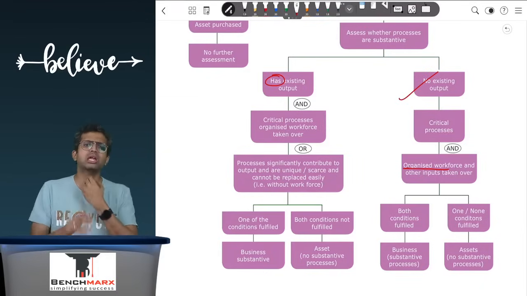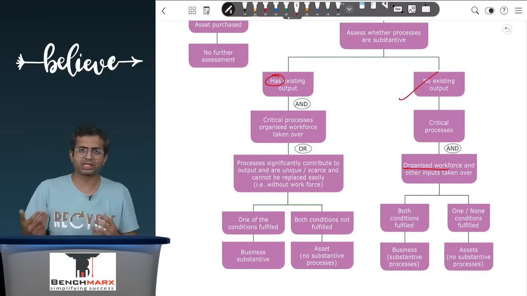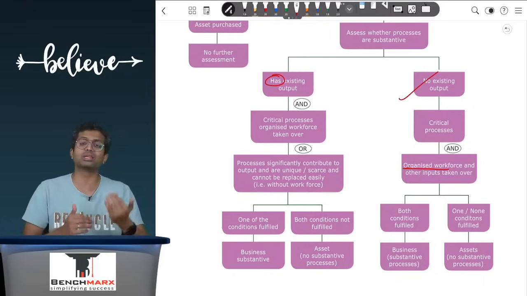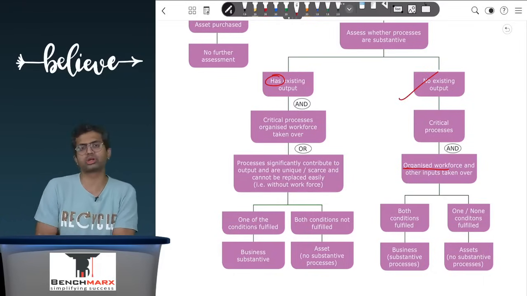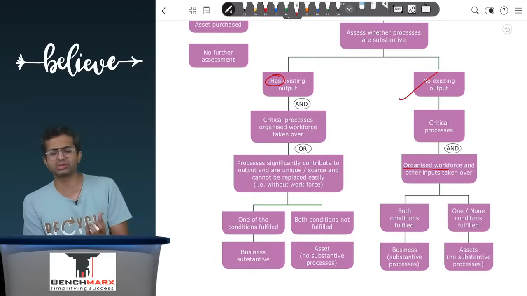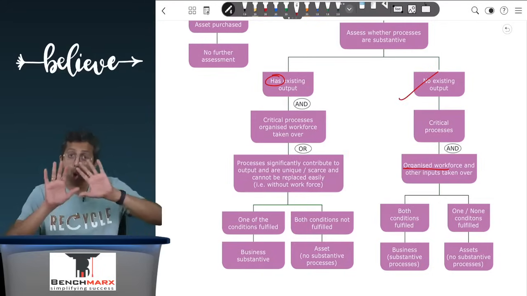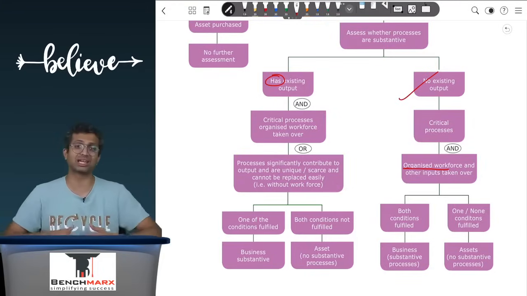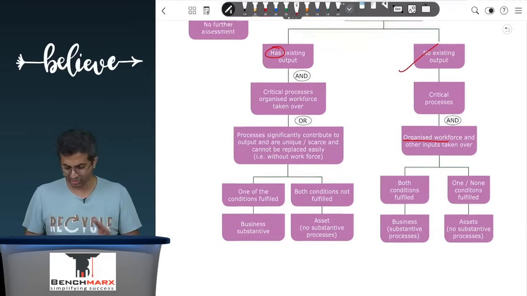So long story short, in case you want to assess for business, you have to see the existence of substantive processes, which can exist for companies which do not have an existing output. If there are crucial processes, and what you take over is those processes along with the assets, liabilities and the organized workforce. In case the company has existing output, again you can say that there is a business purchase if you take over those processes along with the organized workforce and assets, or even if you don't take over the organized workforce, if these processes are so unique or scarce that they cannot be replicated, then it is still constituted to be business. Otherwise it is treated to be an asset purchase.